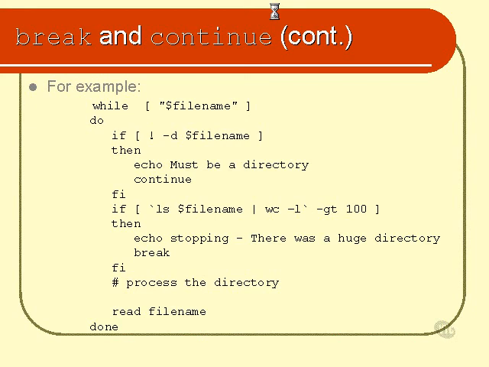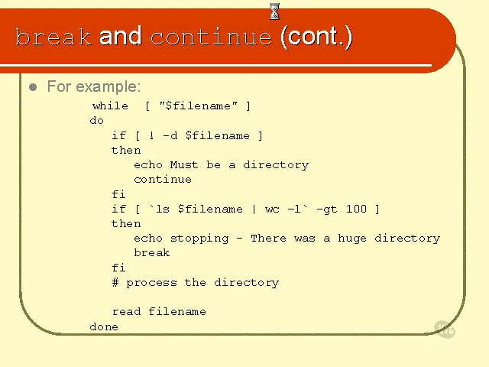So we would echo out a message to that effect: we are stopping, there was a huge directory, huge being contents greater than 100, and we break. We don't read any more information, we don't go around the loop again, we don't do any more testing, we just simply continue on with the next line of code after the word done, if there are any. So, assuming that we make it past the continue, which means that it is definitely a directory, and we make it past the break, which means it wasn't a huge directory, then we can process that directory as normal.